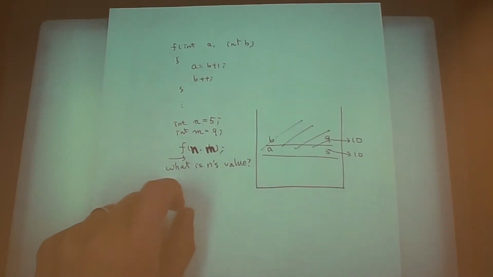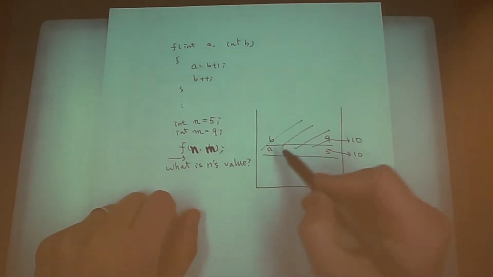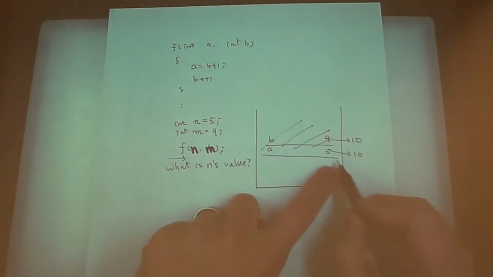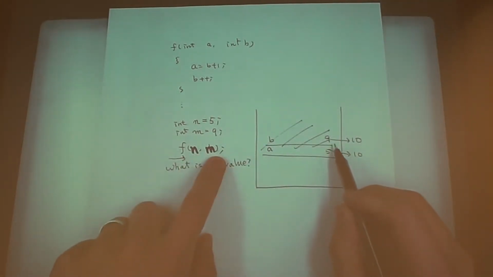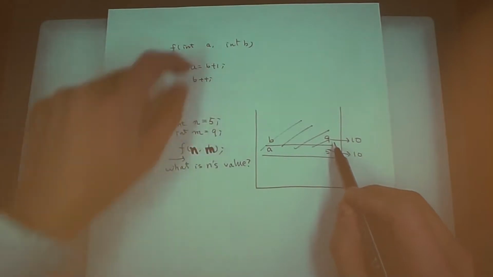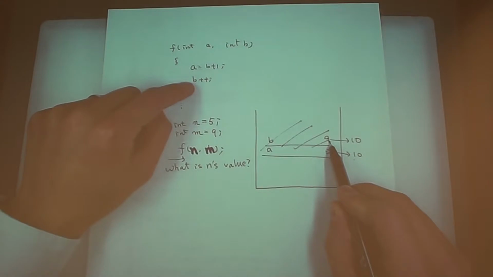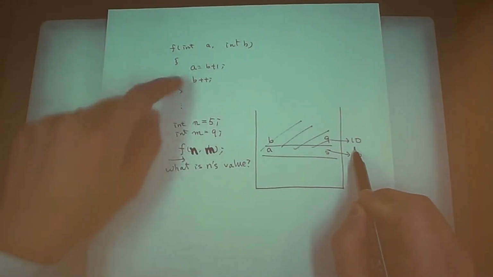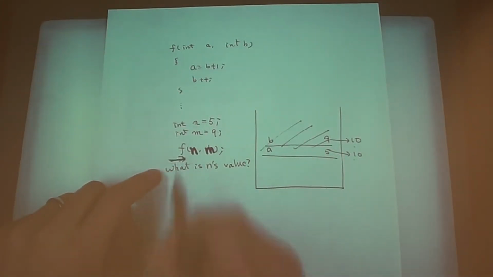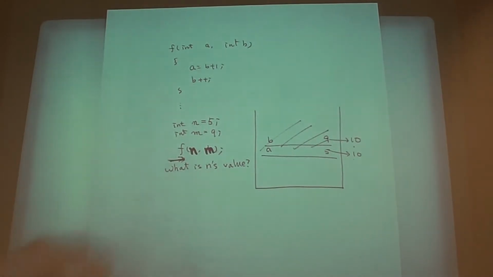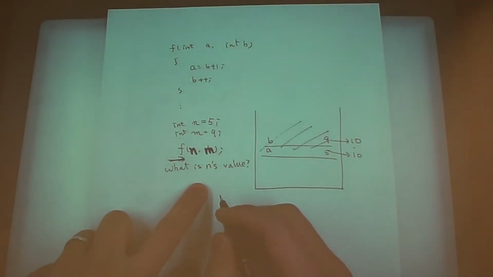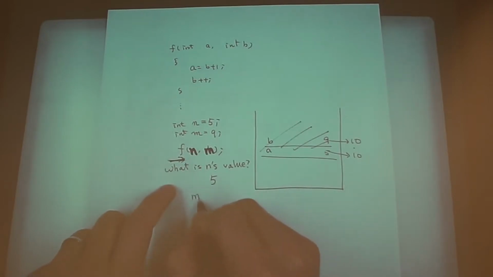I'm calling a function with n and m. When I call a function, based on the rules I have mentioned, I have arguments a and b. A will become 5 because n is 5. B will be 9 because m is 9. Inside the function, a is b plus 1, so it becomes 10. B is incremented, so b becomes 10. After the function returns, I'm here. First, there's no a and b here. The function has already finished. A and b are gone. So what's the value of n? 5. What's the value of m? 9. Do you understand now?